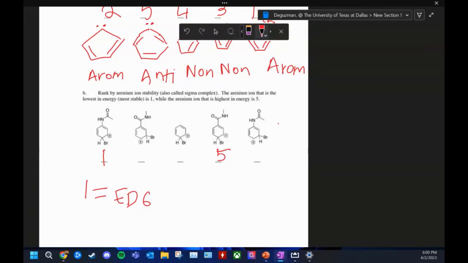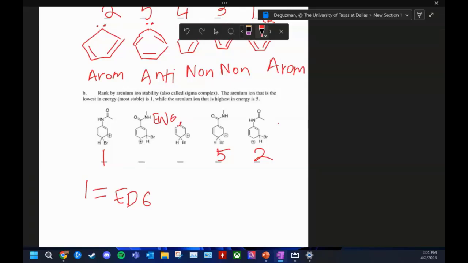What about our next one? Our like 2, 3, 4. Would the rightmost one be 2? Mm-hmm. And then what about our 3 and 4? How do we want to compare those? What's the difference between them? Yeah, so on one of them we have this electron withdrawing group right here, sort of a red flag, right? Versus this one doesn't have anything. So what is our ranking going to be? 4, 3 or 3, 4?